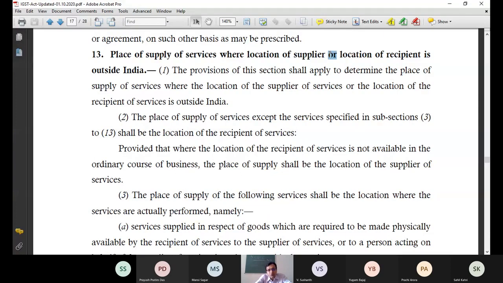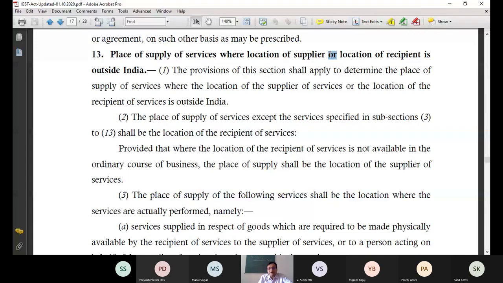Now vice versa is also true. For example, I am an interior designer in Delhi, and a person who is in Canada wants my interior designing services for his house in Canada. It is also a fit case to be checked as per the provisions of section 13, because here the recipient is outside India and the supplier is in India. So anyone must be outside India, not both.